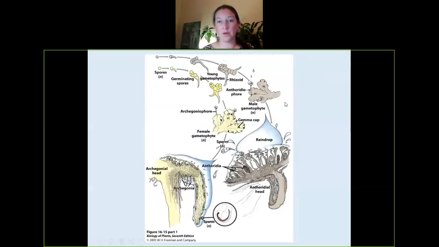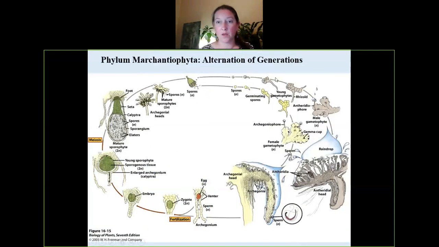Right? So you would have, using the same color schemes, here are spores being released, right? This spore here, remember, they're haploid, is going to go on to grow into a female gametophyte plant. This spore here is going to go on to grow into a male gametophyte plant, both of which are haploid or N.